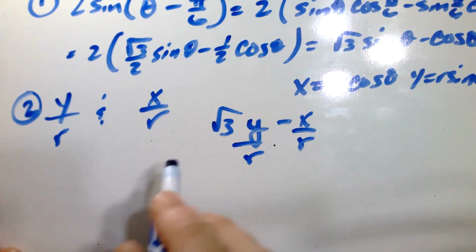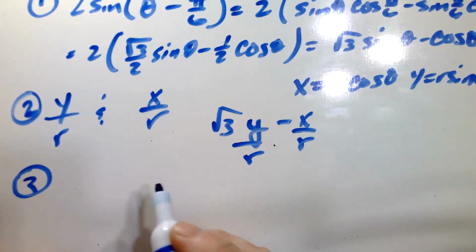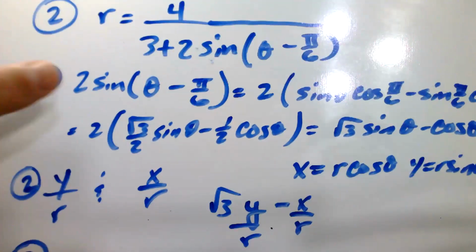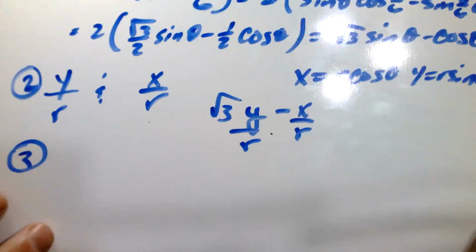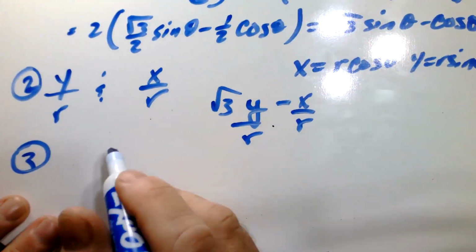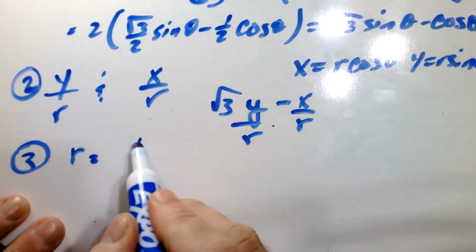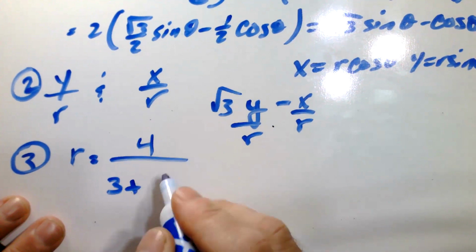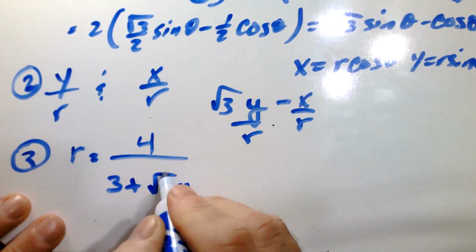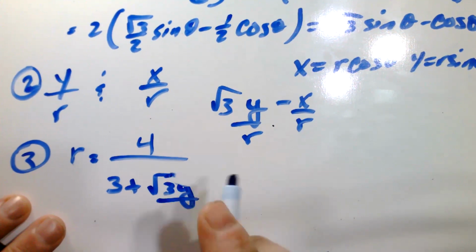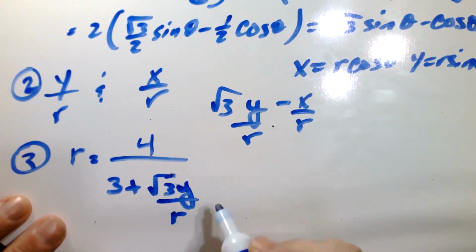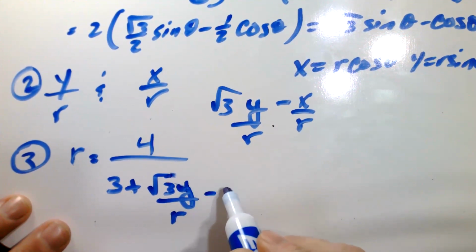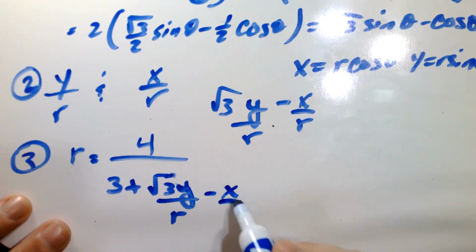And now we're going to take these results, and in step 3, we want to plug those back into the original value for r. Okay, in other words, this thing that we have up here. So to do that, we're going to get r is equal to 4 over 3 plus, now I've used the 2 already, so this is just going to be the square root of 3 y over r minus x over r.